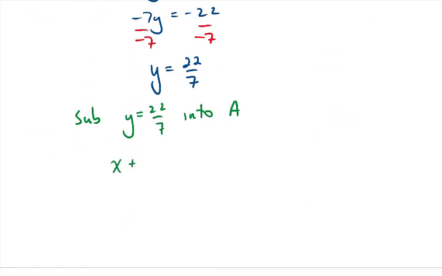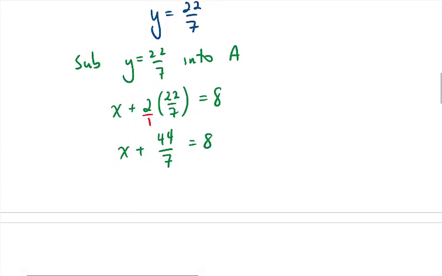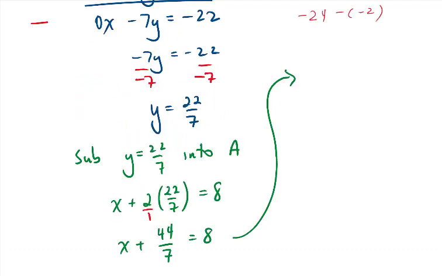So I have x plus 2y's, but we know that y is 22 over 7, equals 8. Recall that 2 is a fraction, it's 2 over 1. So I have x plus 2 times 22 is 44, 44 over 7 equals 8. Let's keep going. So x equals, I'm going to bring the 44 over 7 to the other side: 8 minus 44 over 7, because we're going to subtract 44 over 7 from both sides. Remember, 8 is a fraction, 8 over 1.